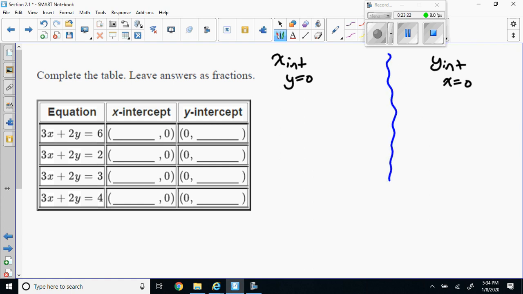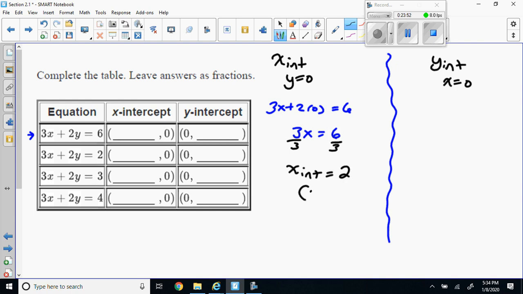So I want you to watch this. We're going to take the first one, okay? And when we find the X-intercept, that means we're going to substitute 0 in for Y, right? So 3x plus 2 times 0 equals 6. So 2 times 0, it goes away, right? So I'm left with 3x equal to 6. Divide both sides by 3. So the X-intercept is equal to 2, but it's really 2 comma 0. That's right. It's a point. People forget it's a point, right? Now, let's go find the Y-intercept.